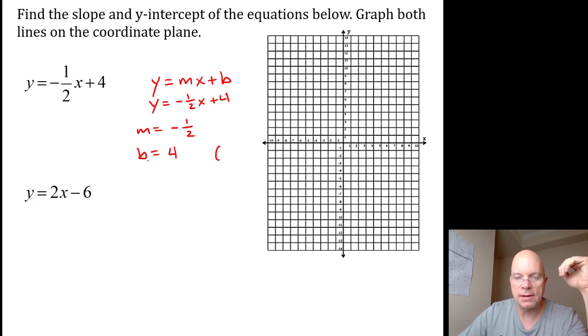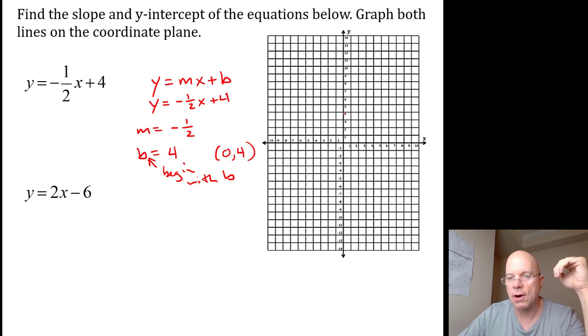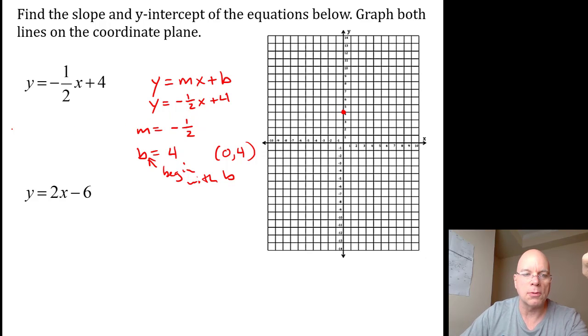You should begin with b. You know the x value is 0. The x-coordinate is 0 at the y-intercept, and it tells you where the line crosses the y-axis. It crosses at positive 4. So I've already got one point on my line. I only need one more point in order to draw the line, and I can get it using the slope.